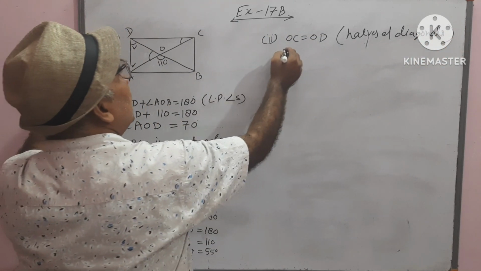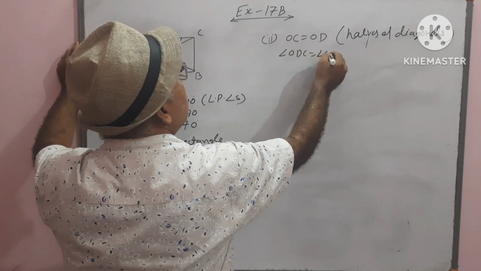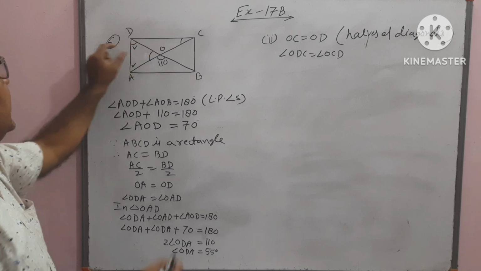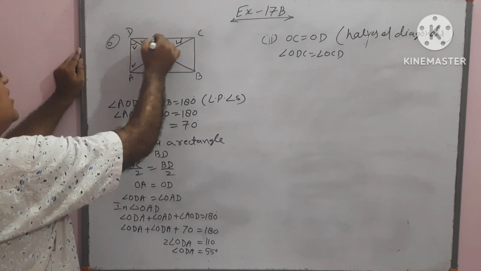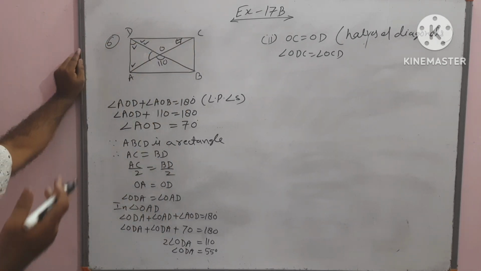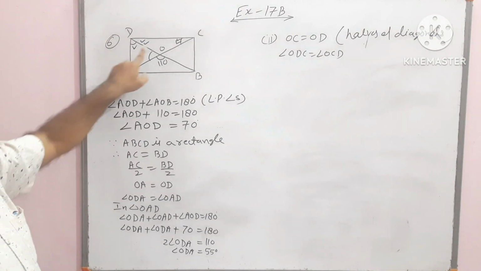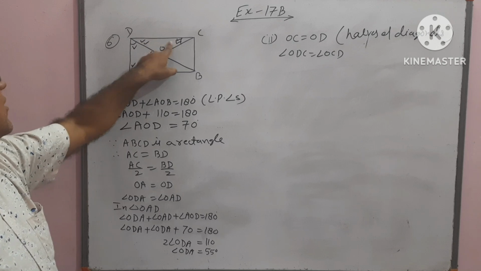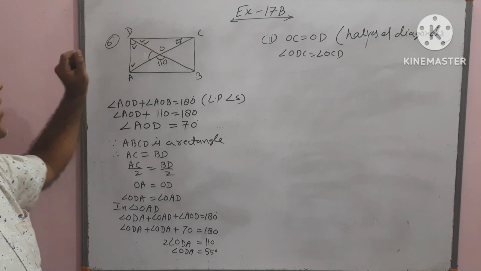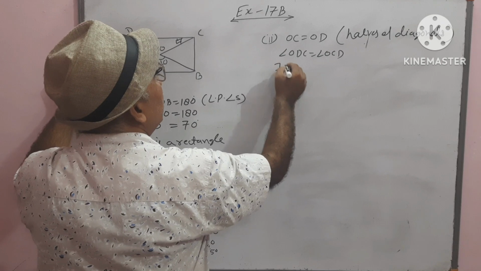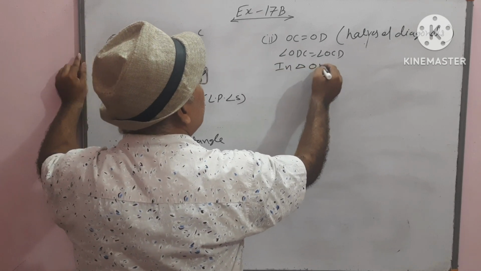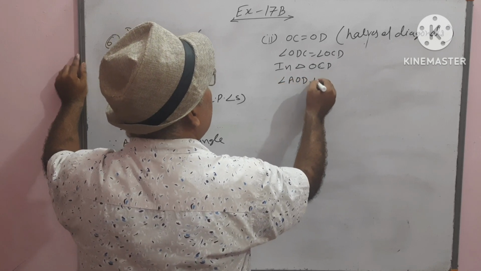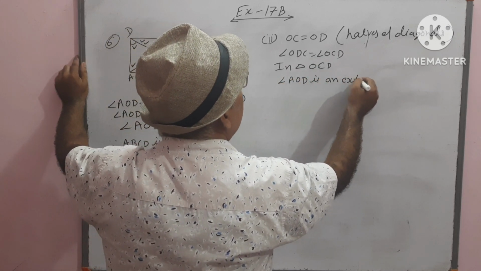Therefore angle ODC is equal to angle OCD. If OC and OD are equal, then these two angles will be equal, because OCD will become an isosceles triangle. In a triangle, if two sides are equal, then the angles opposite them, called base angles, are also equal. Now, in triangle OCD, angle AOD is an exterior angle.